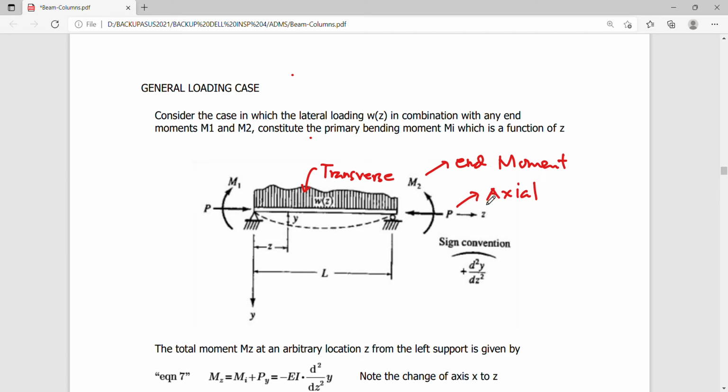Okay, so the primary bending moment Mi is actually triggered by the transverse loading with or without any accidental eccentricity coming from crookedness. So automatically the flexural behavior of such a beam column will be initiated by the presence of this transverse load.